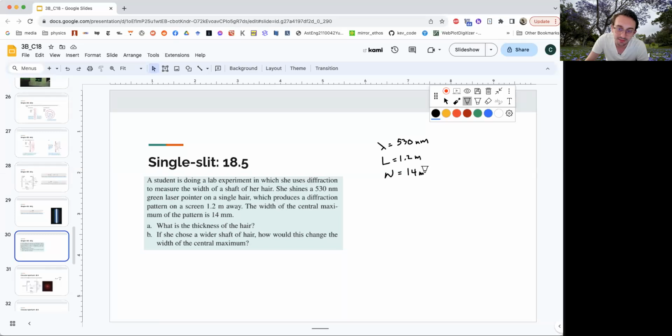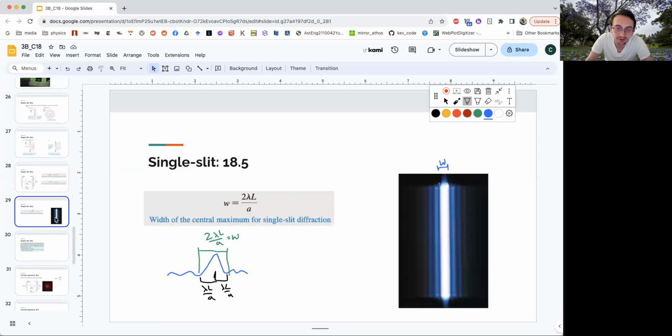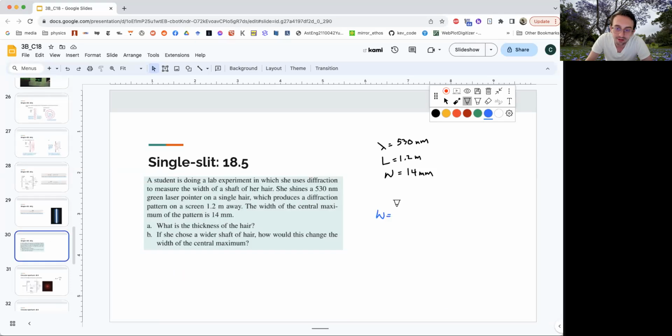So you can see that's a small distance, but it's something that you can measure with a very accurate ruler or with some micrometers. So compare that to trying to measure the width of a single strand of hair, and you'll find that it's almost impossible. Okay, so the first question is, what's the thickness of the hair? So we had our formula that W is 2 lambda L over A.